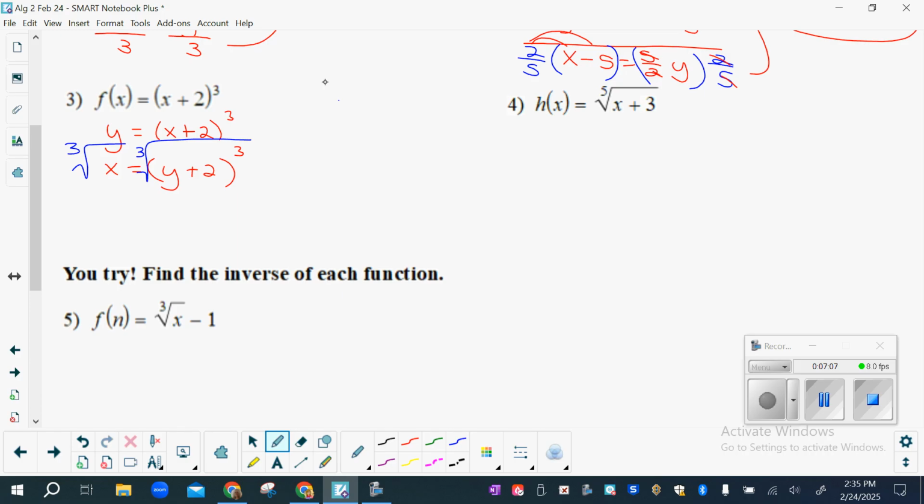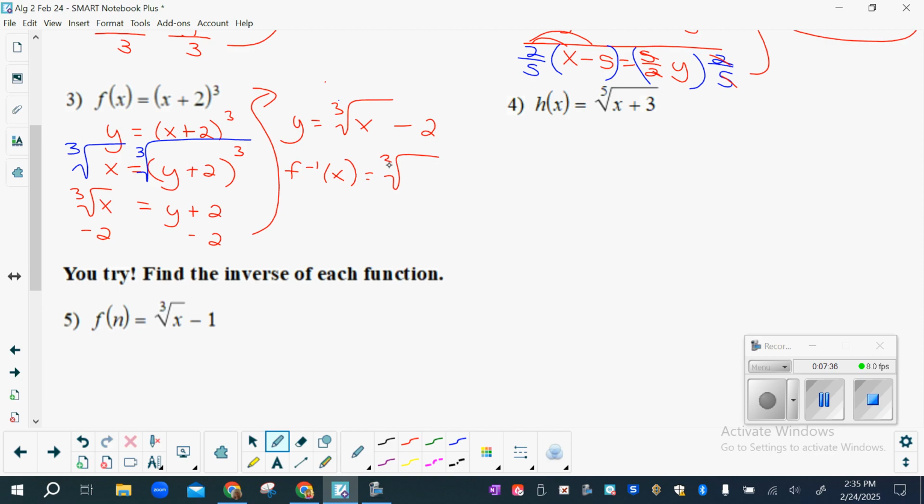So the cube root undoes the cube. So this gives us y plus 2 equals the cube root of x. Now to get y by itself, last step. Minus 2. Yes, minus 2. So we get y equals the cube root of x minus 2, or f inverse of x equals the cube root of x minus 2.